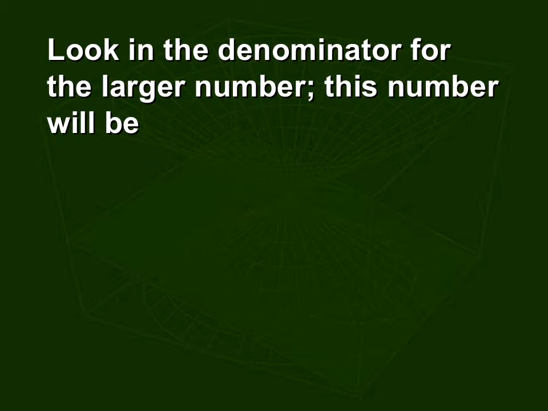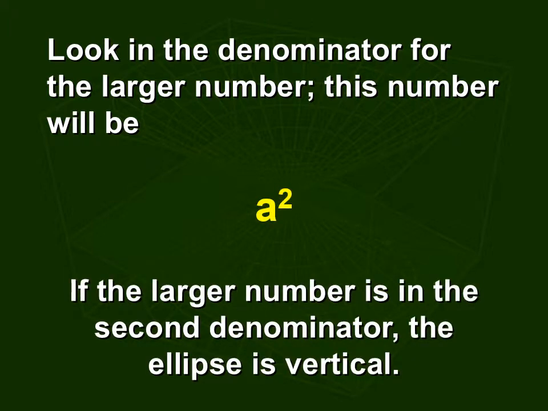And you're like, well, what's the difference between a and b? Well, the larger number is going to be a squared. So if your larger number is in the second denominator, your ellipse is vertical. If the larger number is in the first denominator, then that means your ellipse is horizontal.